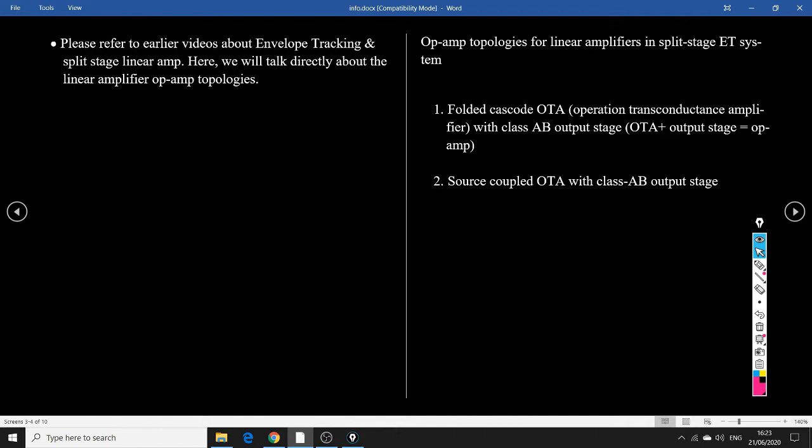The op-amp topologies which are very much discussed and found in literature are the two major topologies used in the linear amplifiers in split stage ET system, and those are the folded cascade op-amp or folded cascade OTA with class AB output stage. You might be aware from your analog circuit design that an OTA with an output stage is an op-amp, so we can call it a folded cascade op-amp as well. And the second is the source coupled OTA with class AB output stage. So these two topologies are very important when it comes to the linear amplifier design in split stage ET system.